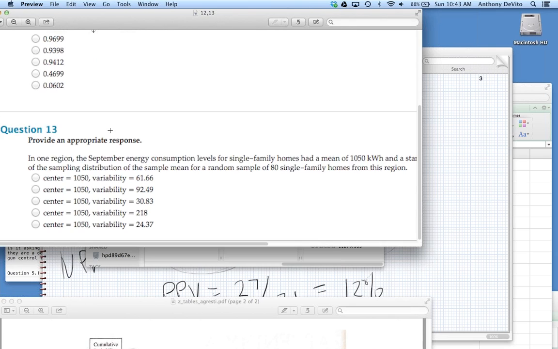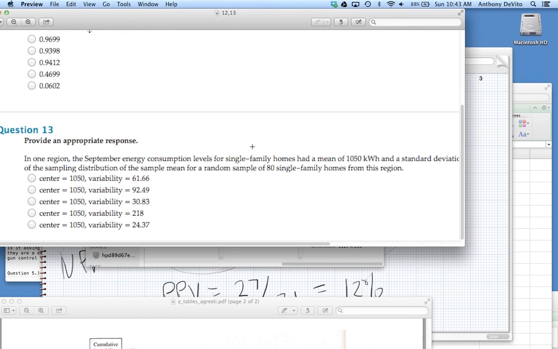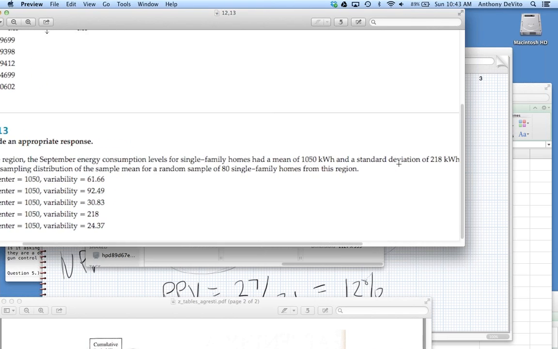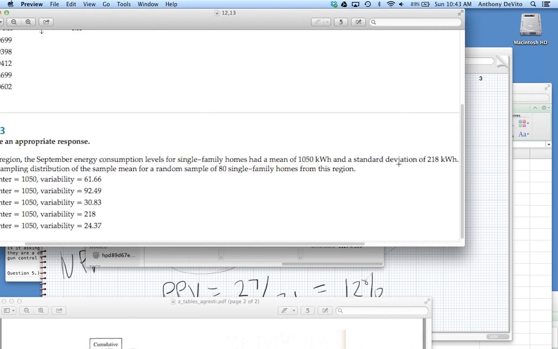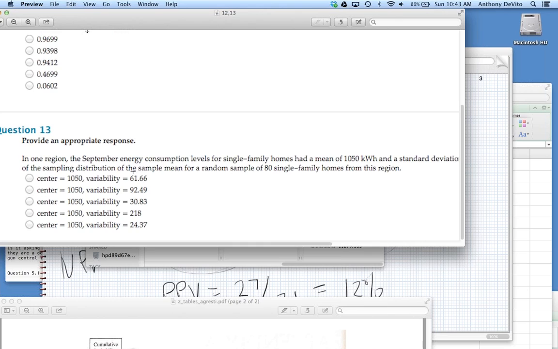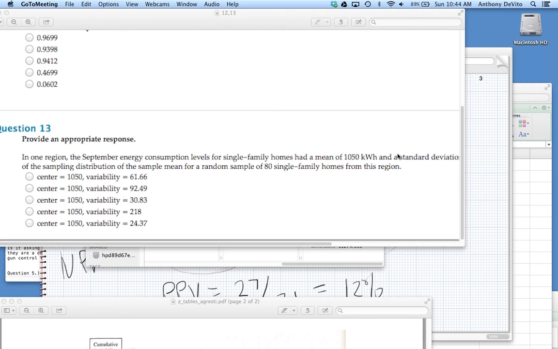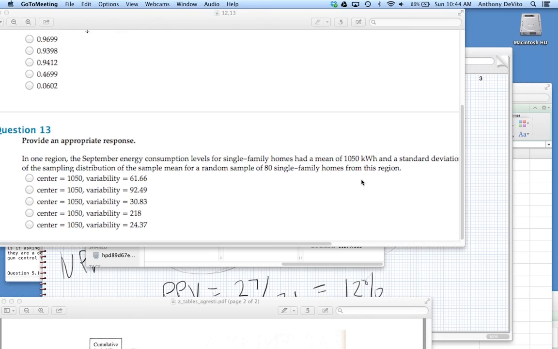Let me reduce this a little bit so I can get the whole thing in again. In one region, the September energy consumptions for single family homes had a mean of 1,000 kilowatt hours and a standard deviation of 218 kilowatt hours. Okay, population sounds like that. Describe the center and variability of the sampling distribution of the sample mean for a random sample of 80 single family homes. This problem is really similar to some of the other ones we just did. They gave you a population mean, they gave you a population standard deviation, and they ask you for a sample distribution for a sample size of 80.